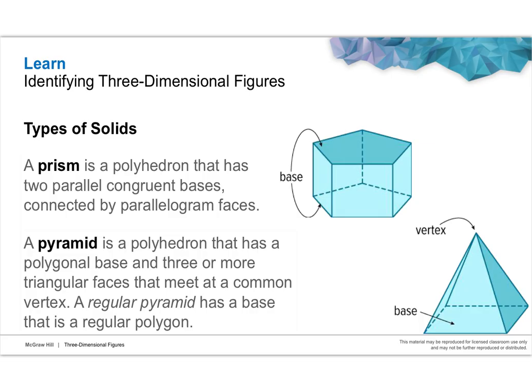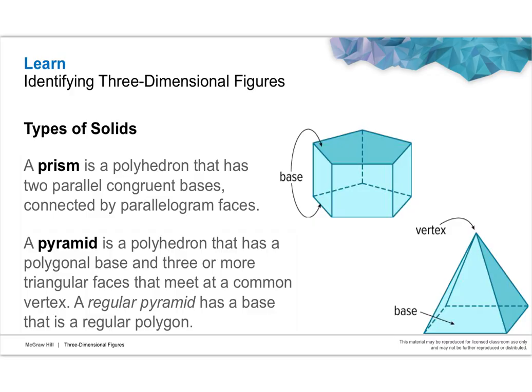There are some visual examples on page 107 of the types of solids. First off, we have a prism. This prism is, as you can see, a polyhedron that has two parallel congruent bases. This right here being one base, and then parallel above it in space, that other base. And those are going to be connected by other faces that are themselves parallelograms. Very often, the type of parallelogram that is connecting them is a rectangle.